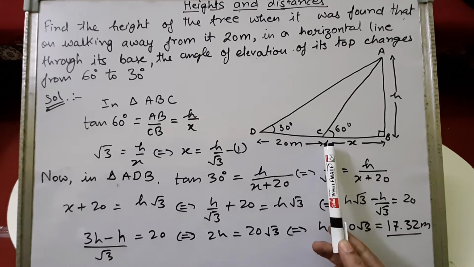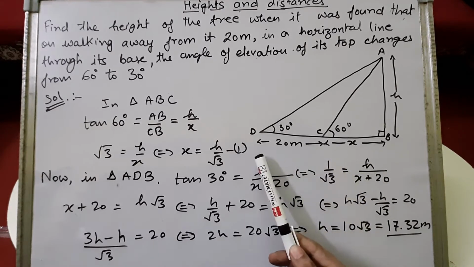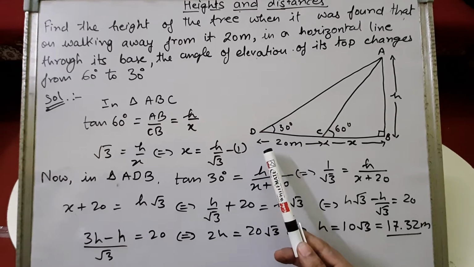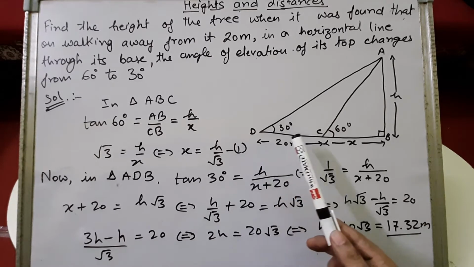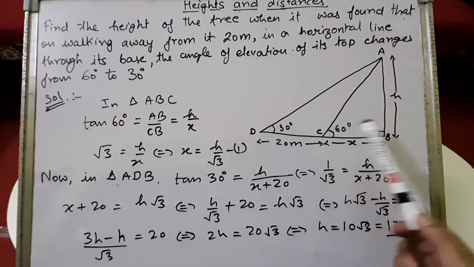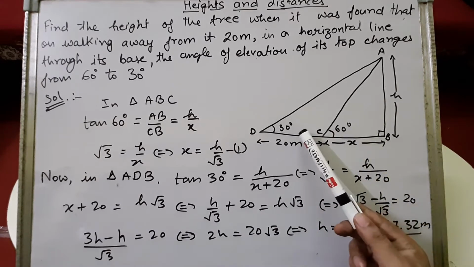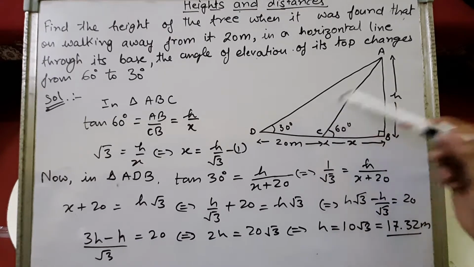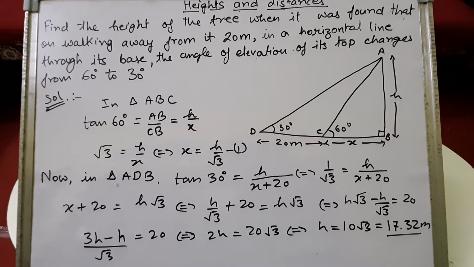Okay, so when the person is moving from C to D, it has moved 20 meters in the line through its base, right? Now, when the person is observing the angle of elevation from point D, the angle of elevation has become 30 degree. That's what the question says. The angle of elevation changes from 60 to 30. That means initially it was 60 degree. Now it has become 30 degree, right? Now let's see how to solve and find the value of the height of the tree.